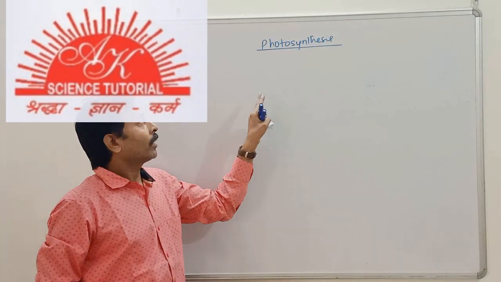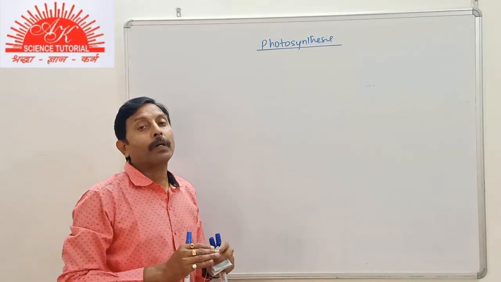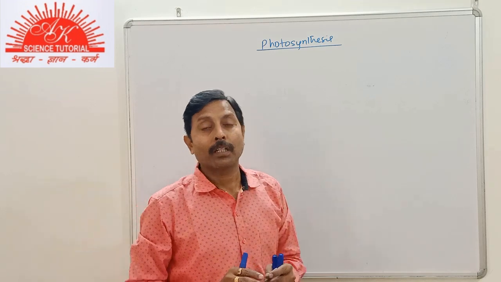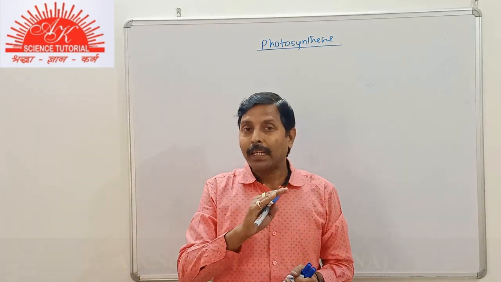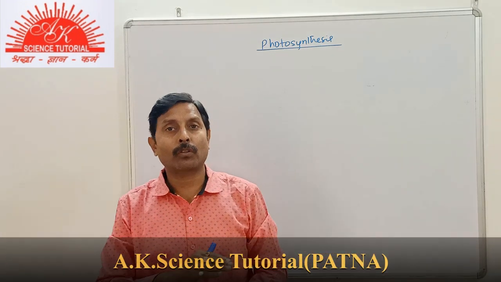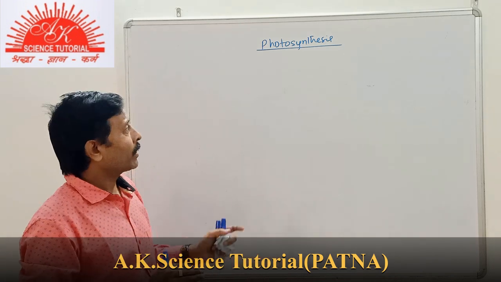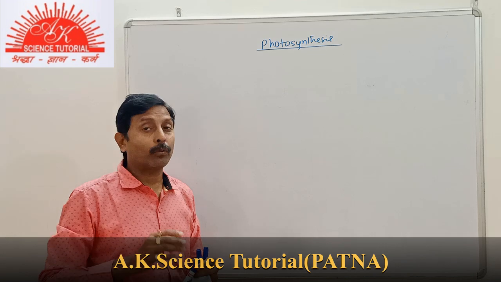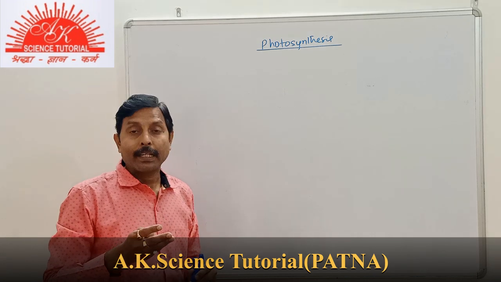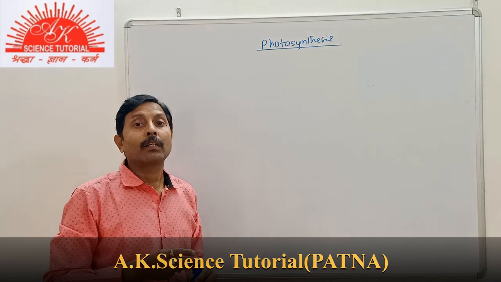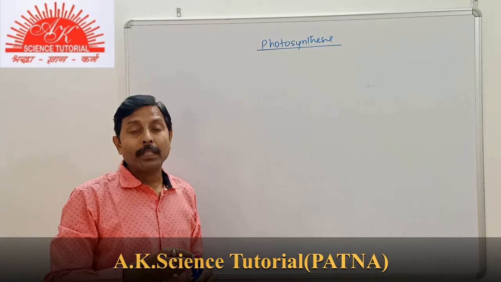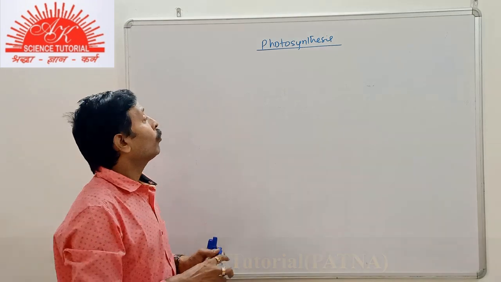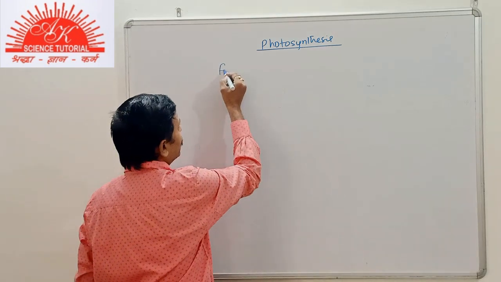Hello students. Now in this topic we will study the fate of the products of photosynthesis, which we have studied in the mechanism of photosynthesis. There were four products, that is oxygen, water, ATP and glucose. So what is the fate of the products?